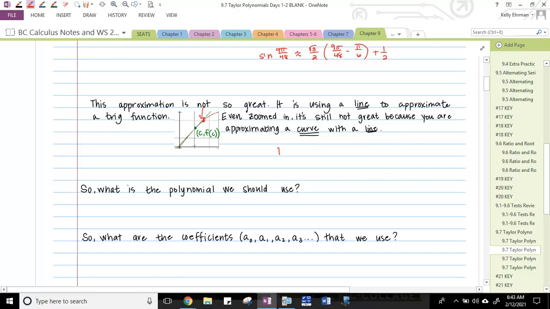So the BC way is to use a curve, particularly a polynomial, to approximate a curve. Wouldn't it be better if I could get like an x squared or an x cubed or some sort of polynomial graph to sort of wrap around the sine graph to a certain degree and match up with more of the values so that more values are exact rather than just this one point of tangency? Okay, so what's the polynomial that we should use?